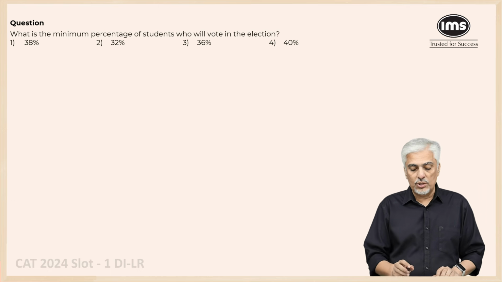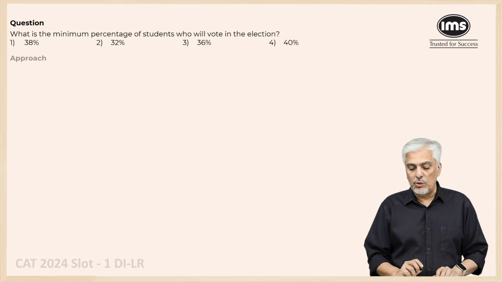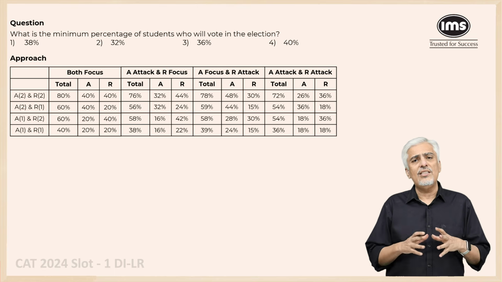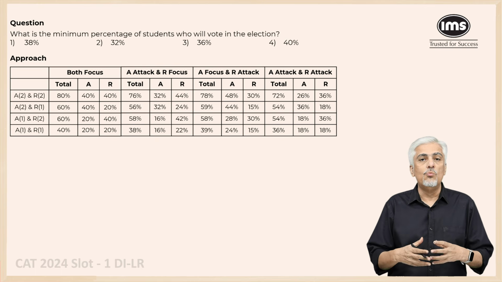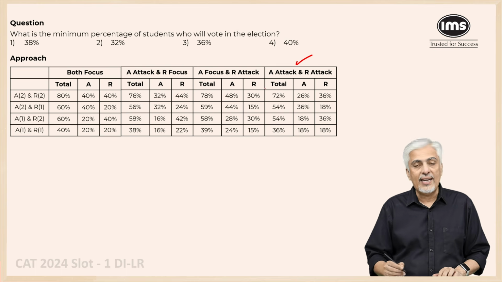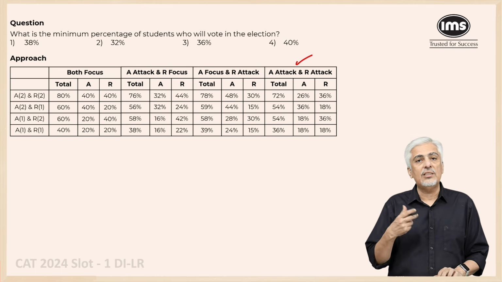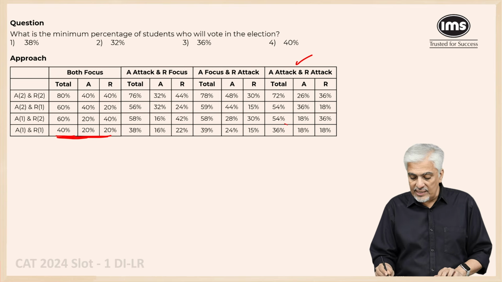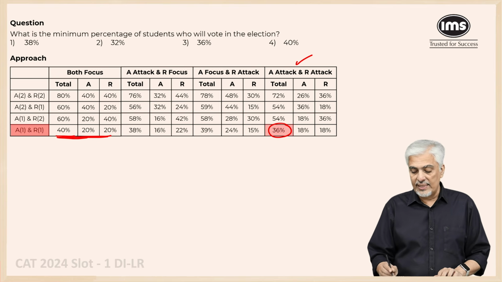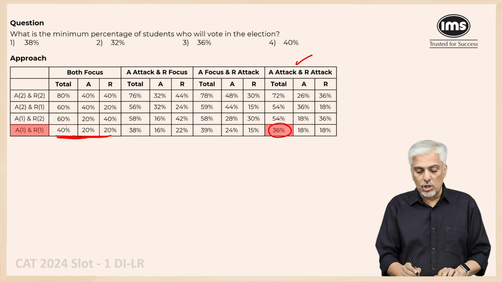Right? Next question. What is the minimum percentage of students who will vote? Now, based on the conditions, I'm sure you understood that when they are attacking, they are losing votes. So most votes would be lost when both are attacking. And which is the worst condition? Both are attacking also, the last condition. So actually the same number is the answer. That same 36 is the answer because lowest is over here, 40% people were voting.